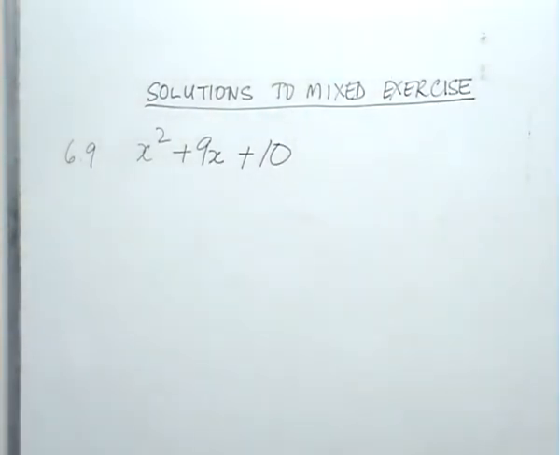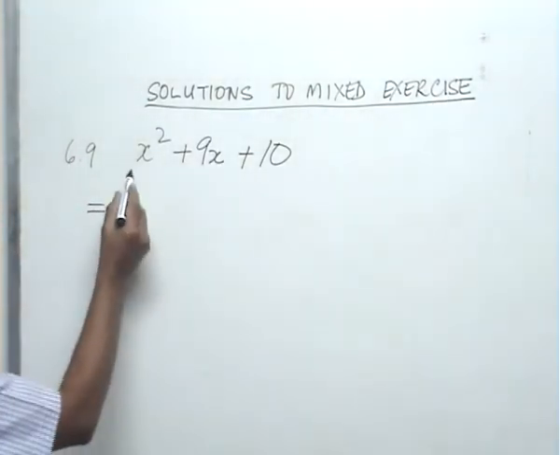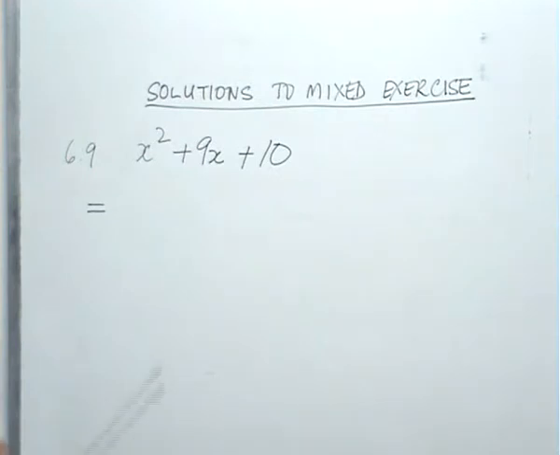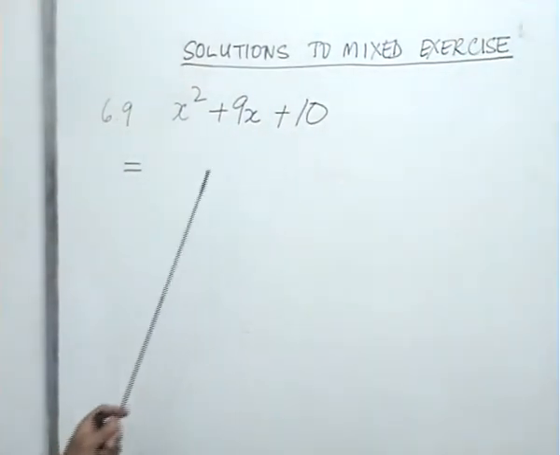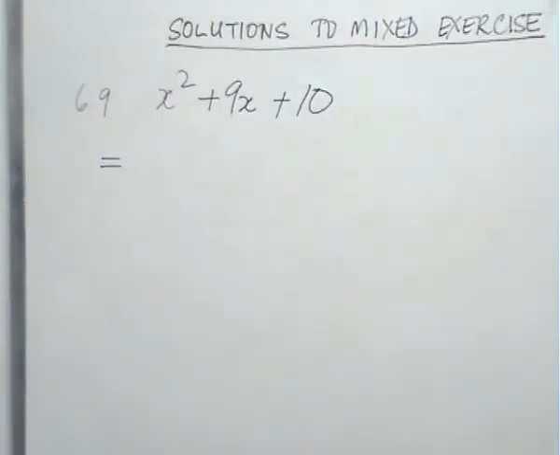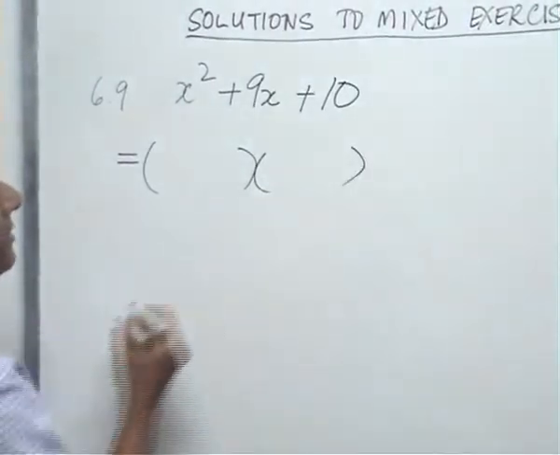Alright, we're going to do the answer for 6.9 now. What I'm going to do, I'm going to write the answer just below it. So I'm going to write it here. I look at the example. There is no common factor. It is a quadratic trinomial. So I will have to factorize it. So I'm going to write the answer here. I know there's going to be 2 brackets in the end.